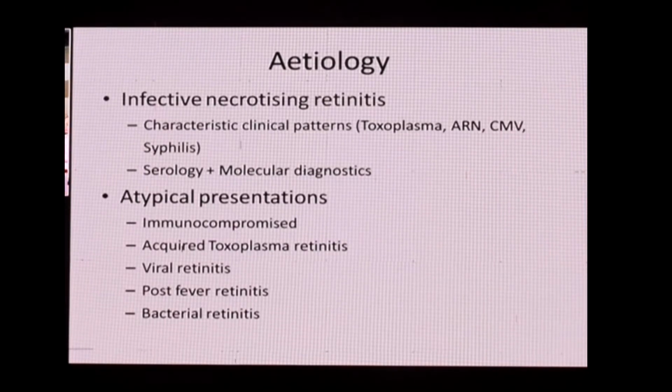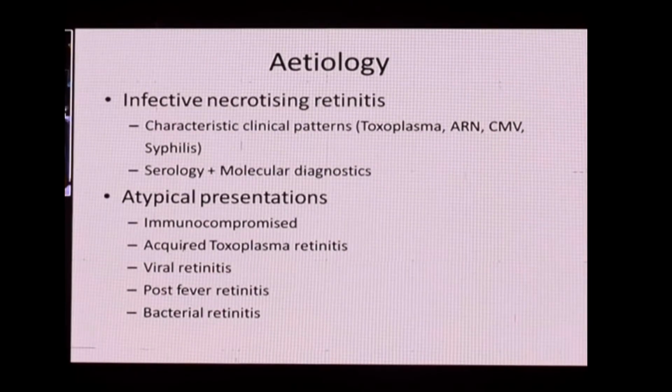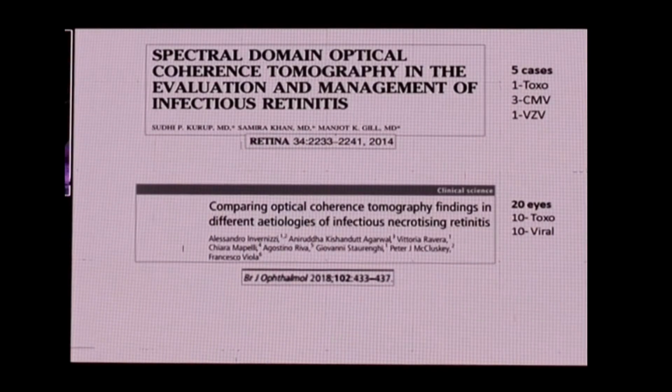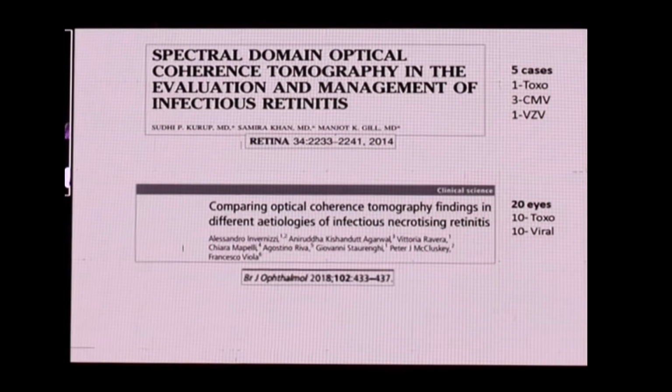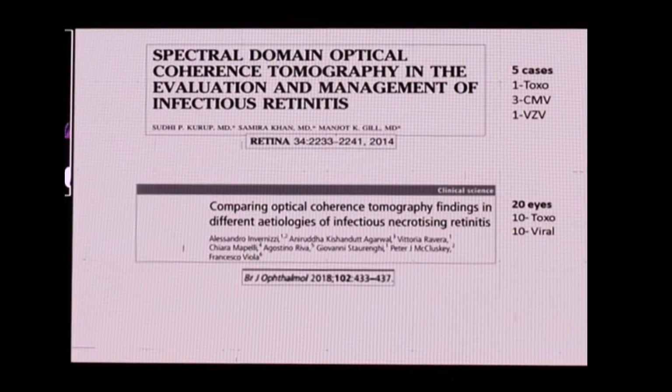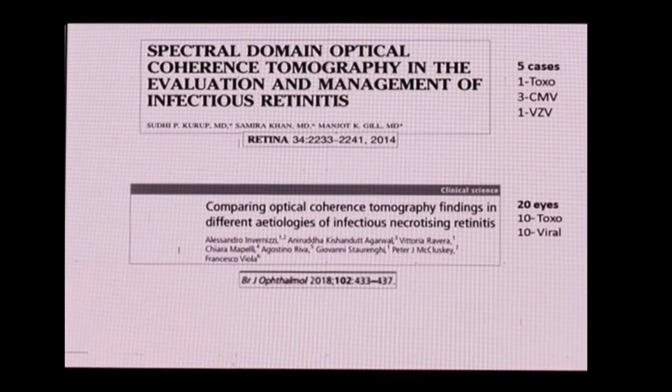The problem comes when we deal with atypical presentations. That is in immunocompromised individuals, when you have acquired toxo lesions, viral retinitis with varying presentations, and what we are seeing more commonly now, the post-fever retinitis. We don't know whether it is infective or immunological, and of course, bacterial retinitis. As he gave us this talk, I went back and looked at the literature and found quite interesting articles, and some of the authors are here, so any questions can be directed to them.